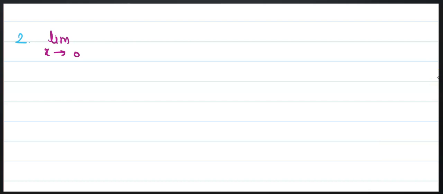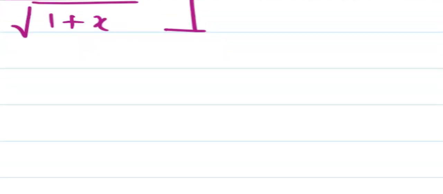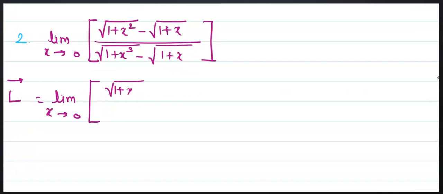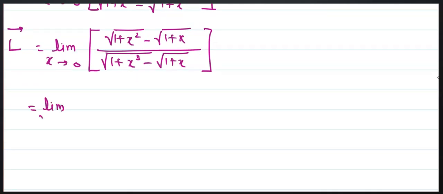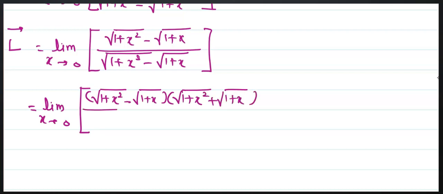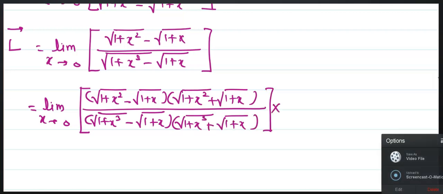Now the next is the second problem, that is the limit as x tends to 0 of root of 1 plus x square minus root of 1 plus x upon root of 1 plus x cube minus root of 1 plus x. That is limit x tends to 0. We will rationalize here the numerator as well as the denominator. This is the problem. Rationalize the numerator and the denominator. And whatever the remaining terms we write in the next bracket, that is root of 1 plus x square plus root of 1 plus x to the denominator, and this is to the numerator.